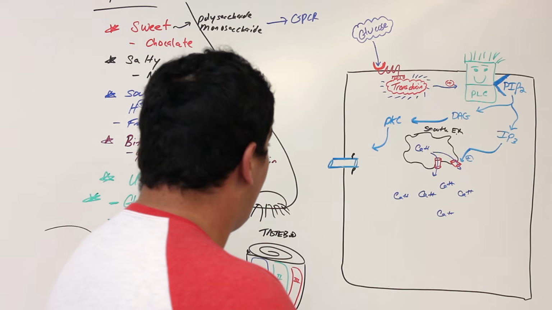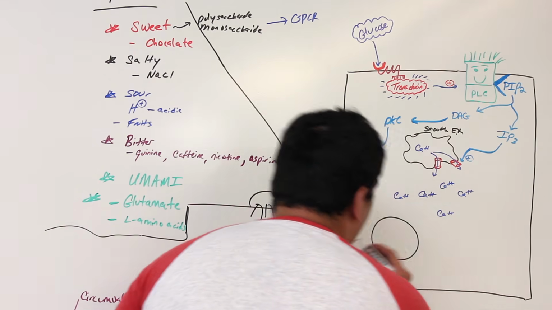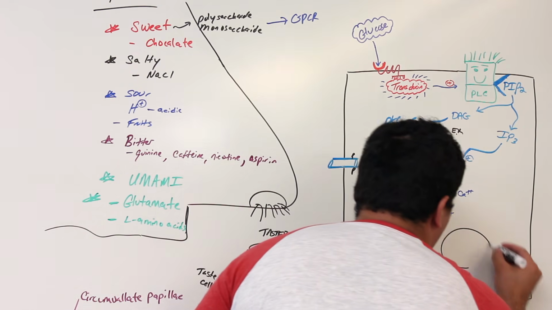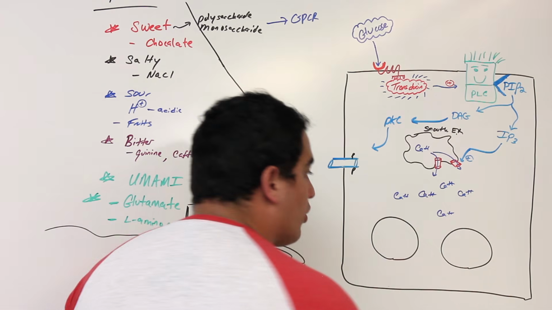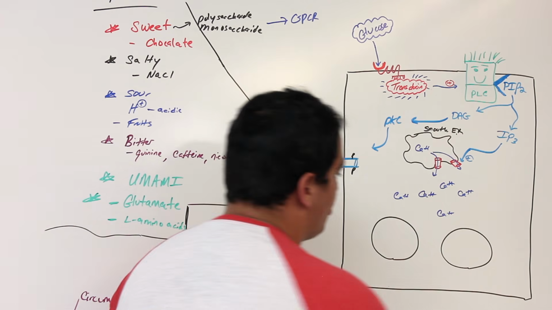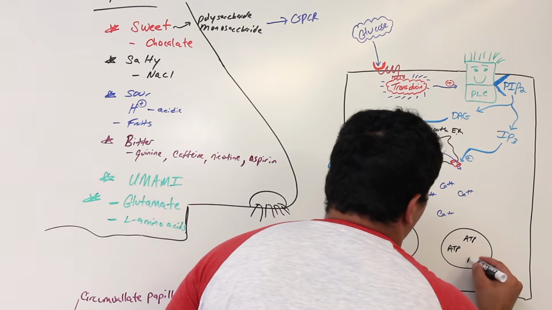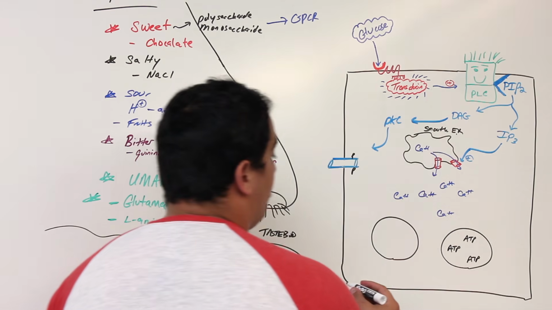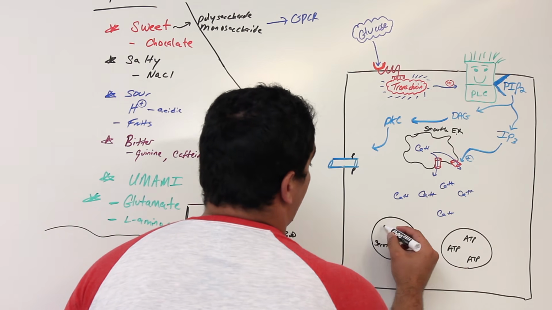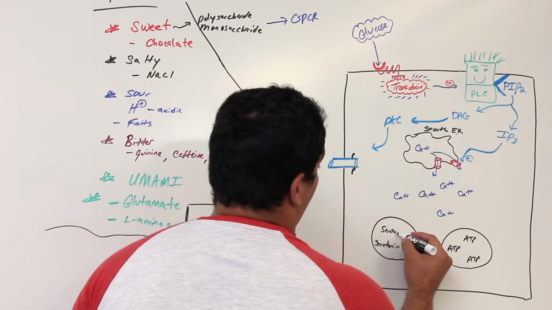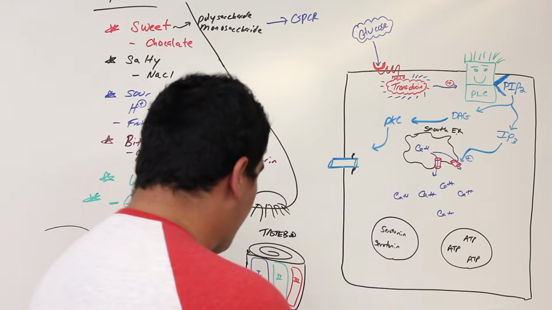You know what else is really cool about these taste cells? They have a lot of different types of vesicles here. And these vesicles are rich in certain types of neurotransmitters. You know what kind of neurotransmitters those usually are? They could be ATP, or they could be a chemical called serotonin, which is another type of neurotransmitter. What happens is calcium will come over here.